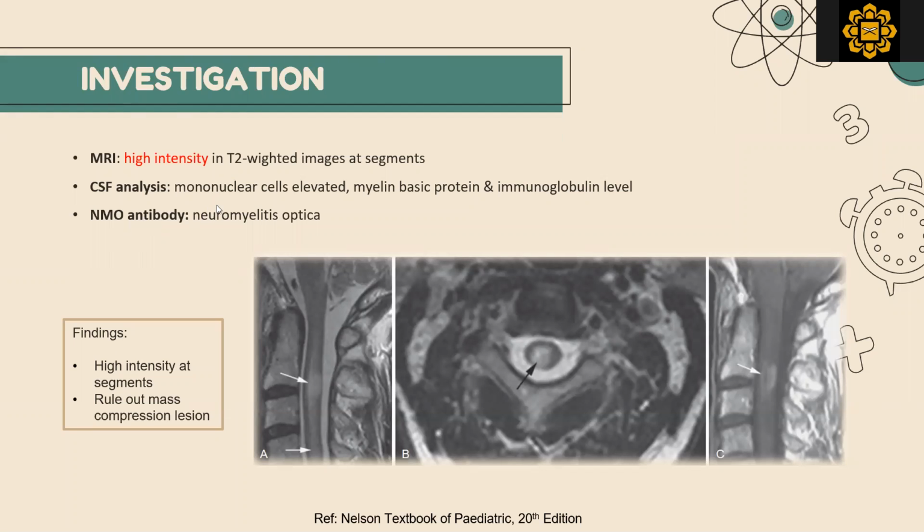In CSF, we can see elevated mononuclear cells, and there is myelin basic protein and also immunoglobulin level. For antibody testing, if there is involvement of the eye, like vision loss, we will order NMO antibody.